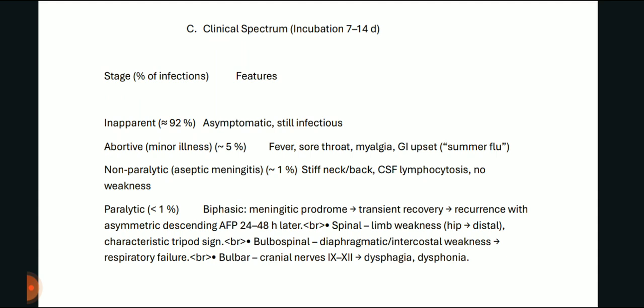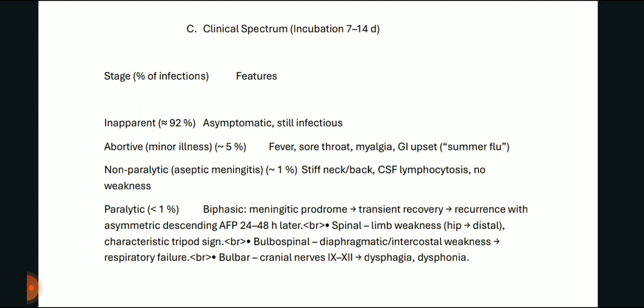In 1% of the cases, it causes non-paralytic or aseptic meningitis, in which we see stiff neck or back and CSF lymphocytosis with no weakness. Paralytic polio is seen in less than 1% of the cases. It causes a biphasic meningitic prodrome with a transient recovery, and then there is recurrence with asymmetric descending acute flaccid paralysis.